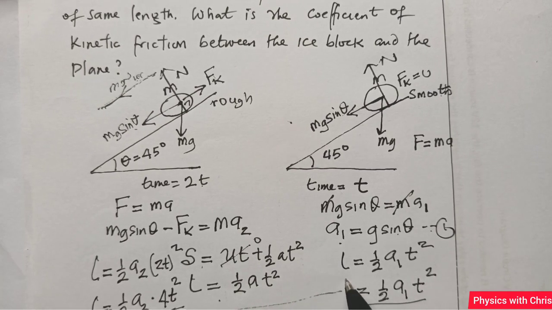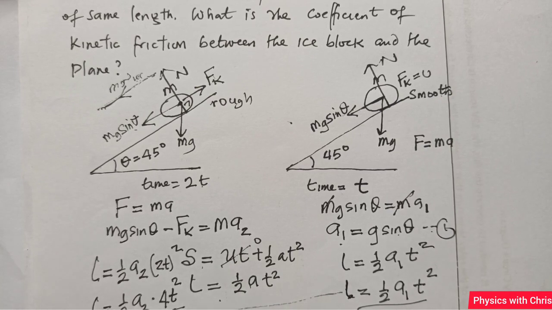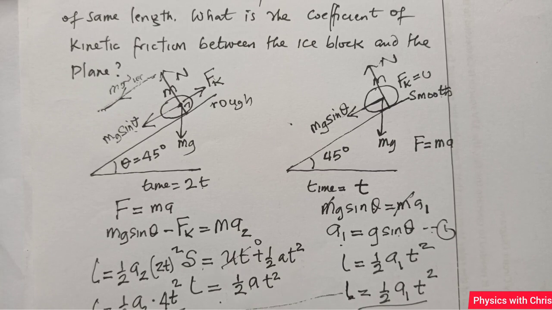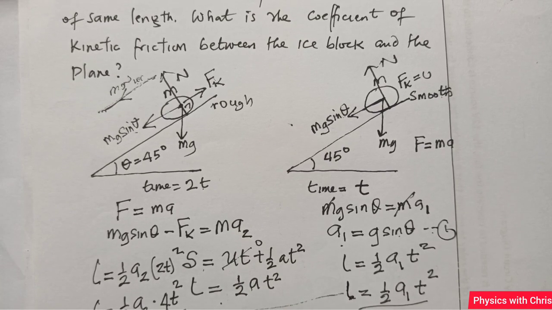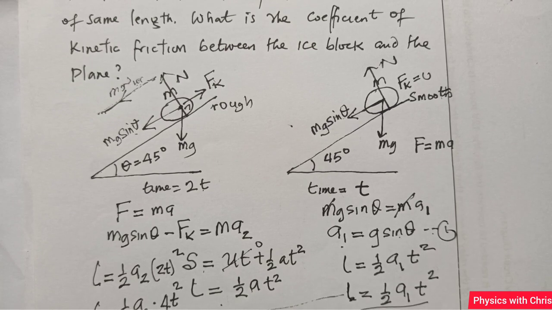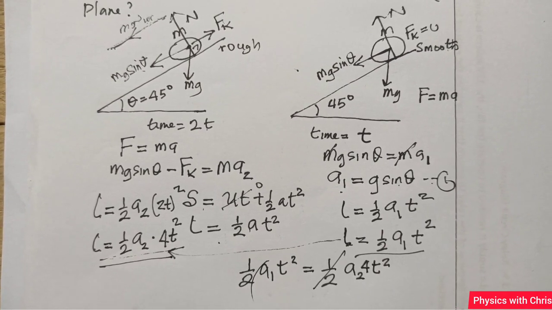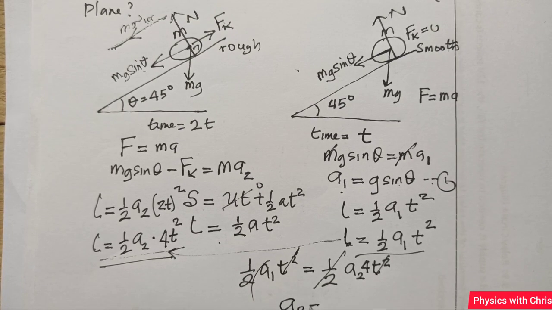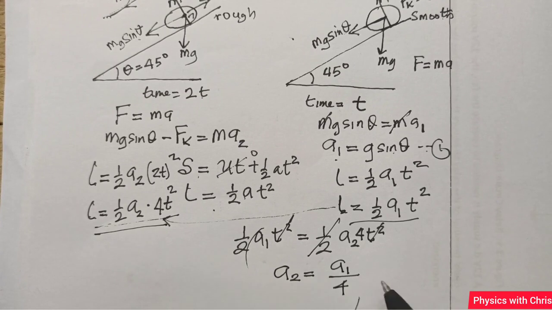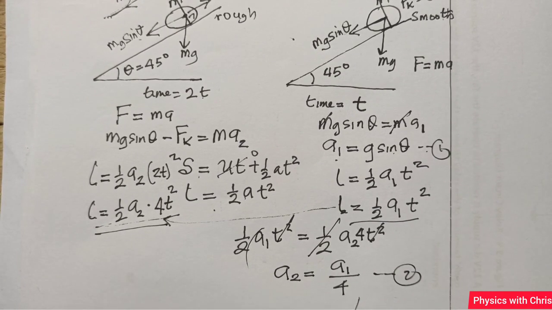Since the two lengths are the same, it's proper to equate these two equations. Since L equals this L, half a1 t squared is equal to half a2 times 4t squared. So t squared cancels t squared. In terms of the equation given to me, what is a2 in terms of a1? A2 therefore is equal to a1 over 4. So let's call this equation 2.